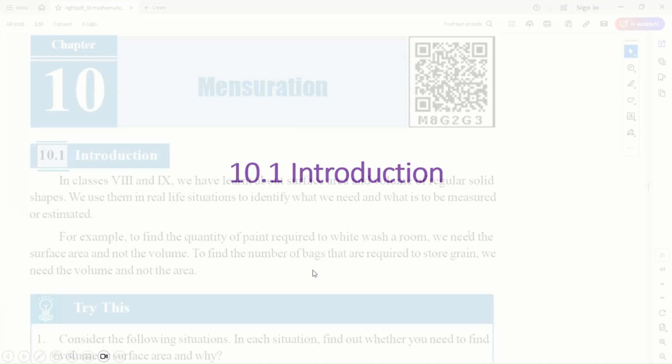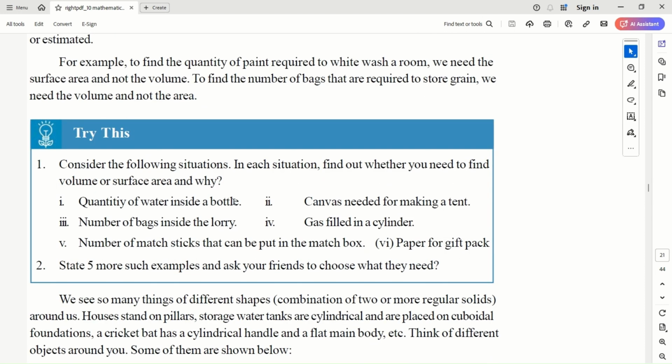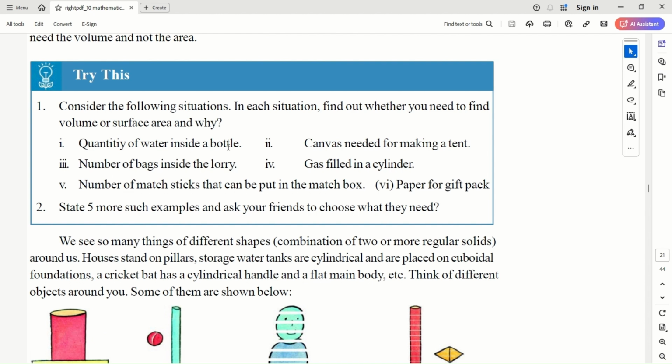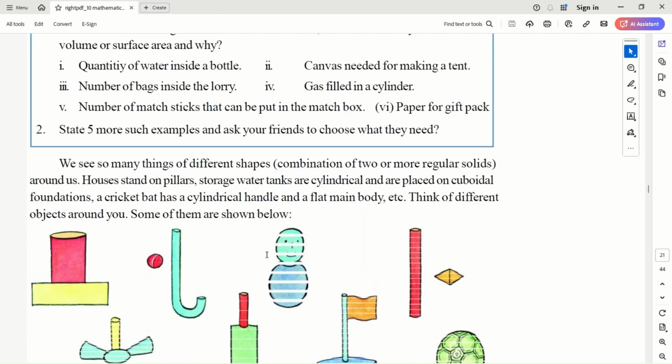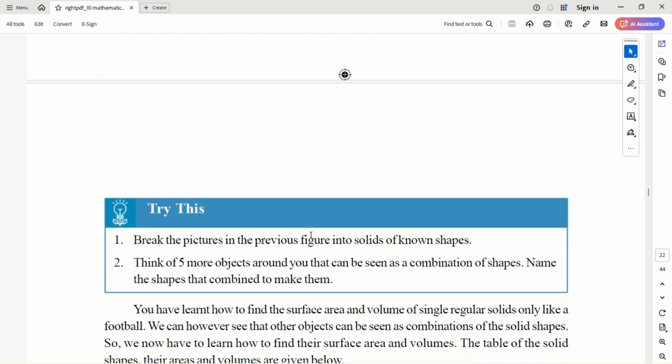Let's do the introduction first. As I said, there is not much theory in this chapter. There are no theorems and no proofs. What you have to do is just learn some formulae and solve real life problems. Quantity of water inside a bottle, number of bags inside a lorry, number of matchsticks that can be put in a matchbox, all these kinds of things we can solve using this chapter. And you can find areas, surface areas, and volumes of such real life things.